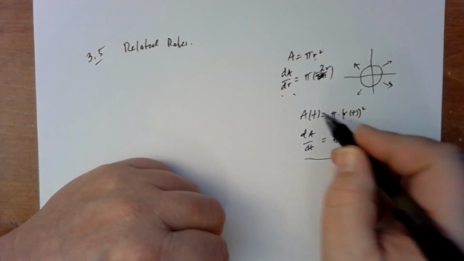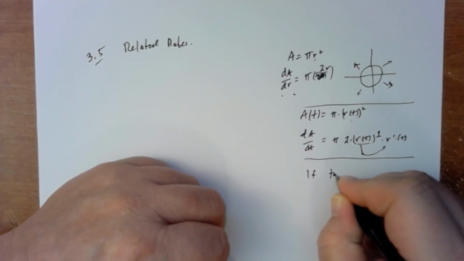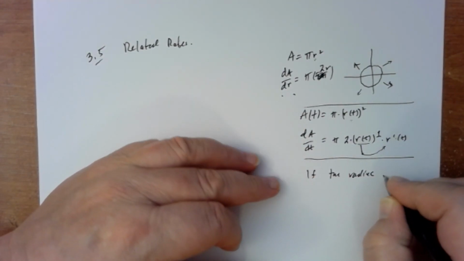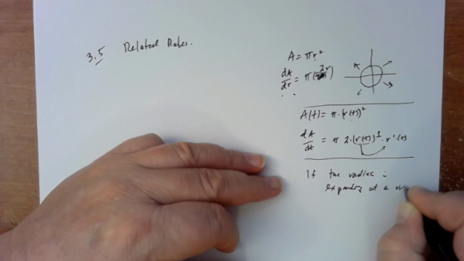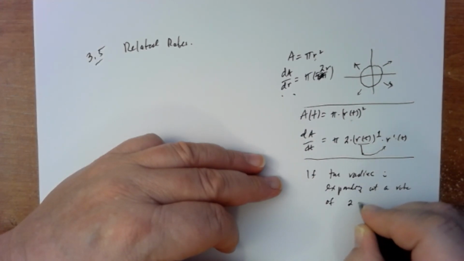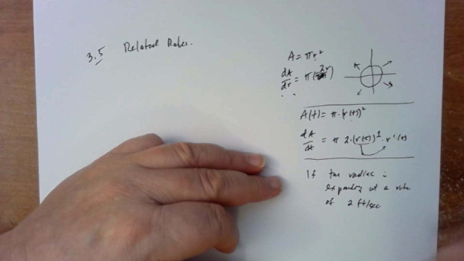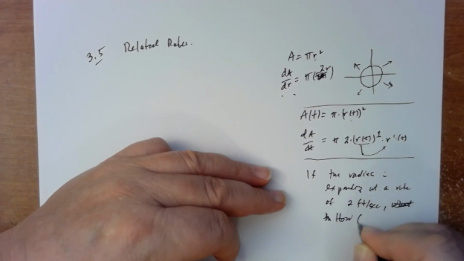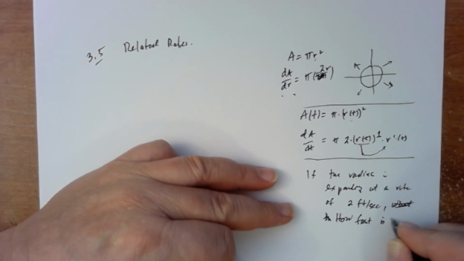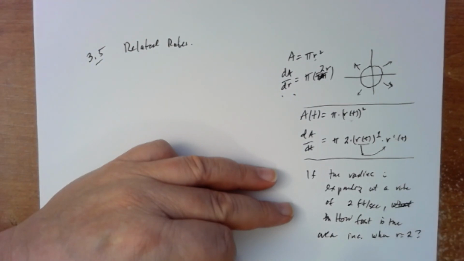So we might ask something like, if the radius is expanding at a rate of let's say just 2 feet per second. That's a big number, but that's okay. How fast is the area increasing when r is equal to 2? Oh, I'm using the same number. How about r equals 3?